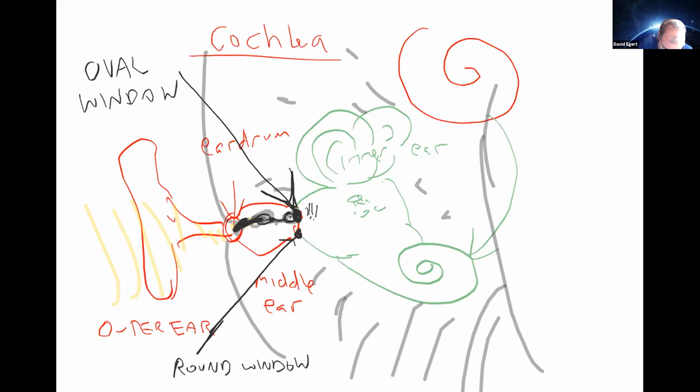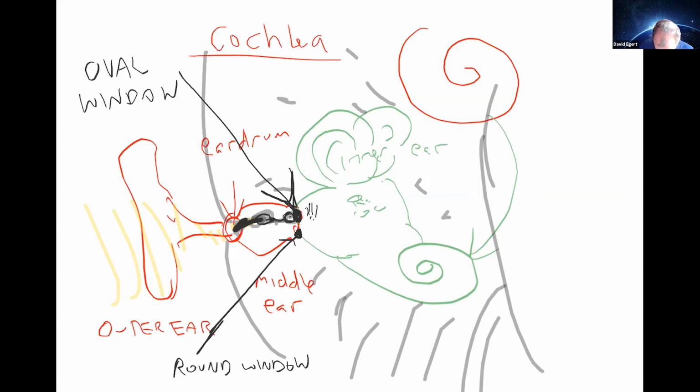That basically is kind of the partner. If you push on the oval window, the round window will pooch out a bit. If you pull on the oval window, the round window will suck in a little bit. So they just do the opposite things of each other to allow the vibrations to exist in the fluid. So that is kind of the connection between the middle ear and the inner ear. The oval window is how the vibration enters into the inner ear from the ossicles.